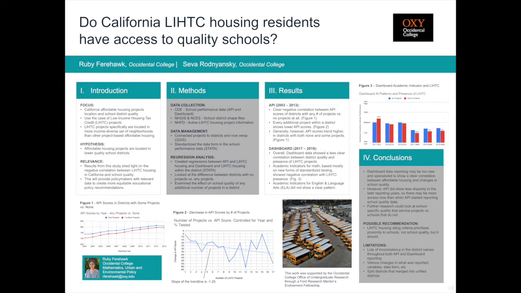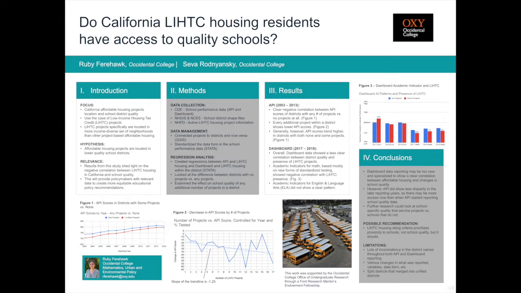After we organized and connected the data, we were able to run data regressions in Stata to see if our hypothesized relationship not only exists, but also if it was statistically significant. First, we looked at the difference between school performance in districts with no projects and districts with one or more projects. We compared API and dashboard separately because they're so different. We then also ran regressions to see if there was a relationship between every additional project in a district and what that effect was on school quality.